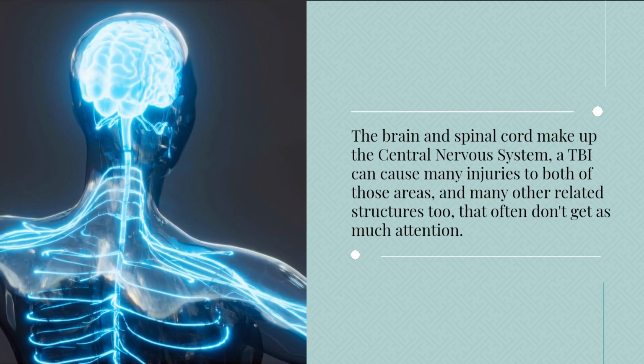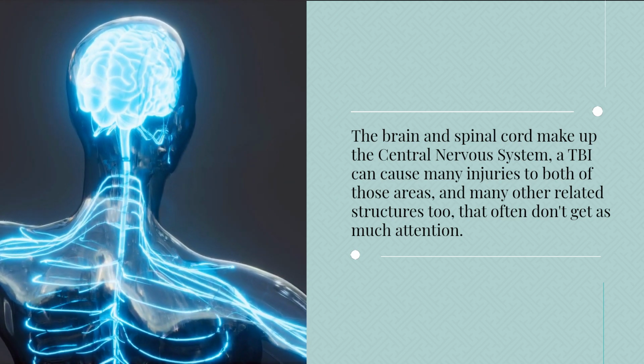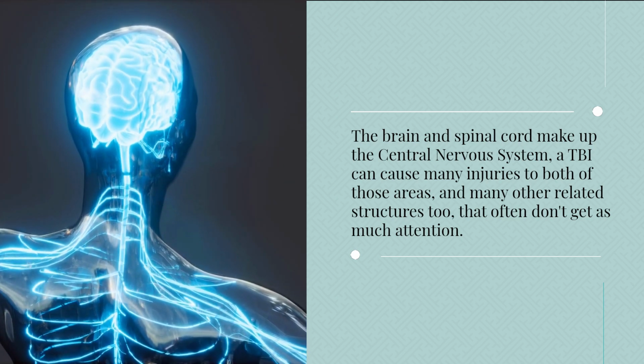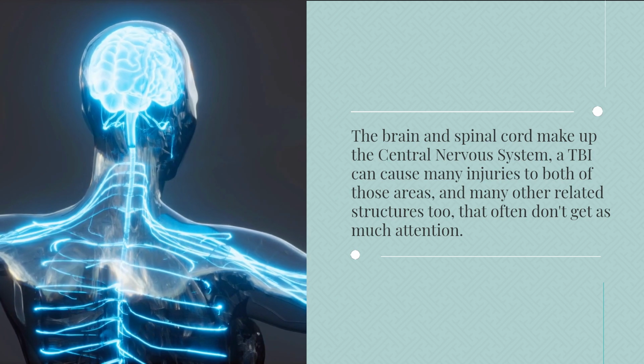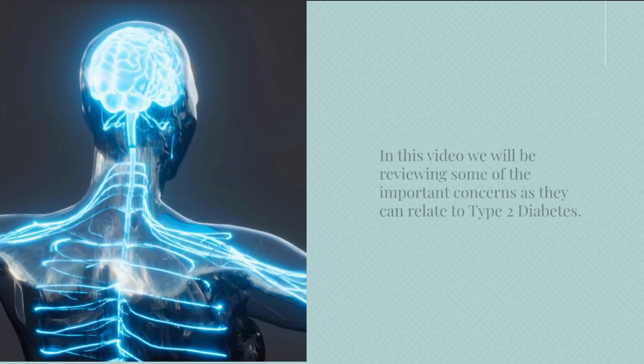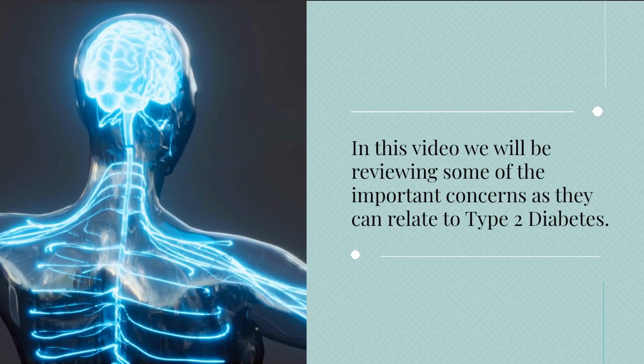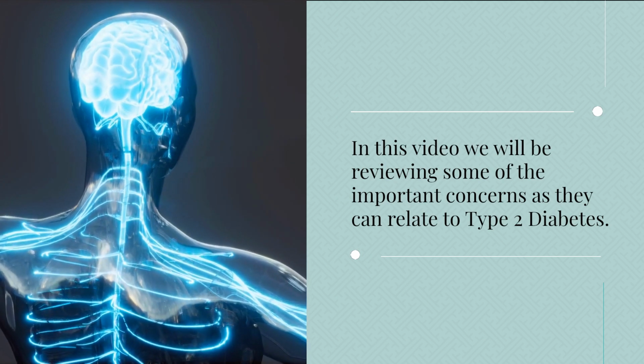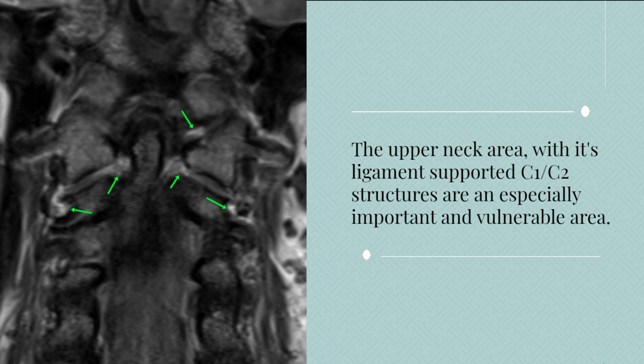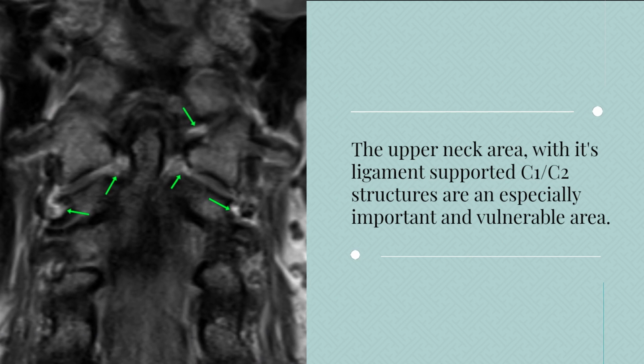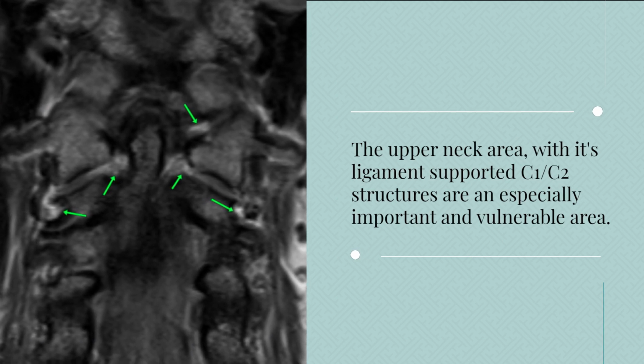The brain and spinal cord make up the central nervous system. A TBI can cause many injuries to both of those areas, and many other related structures too, that often don't get as much attention. In this video we will be reviewing some of the important concerns as they can relate to type 2 diabetes.